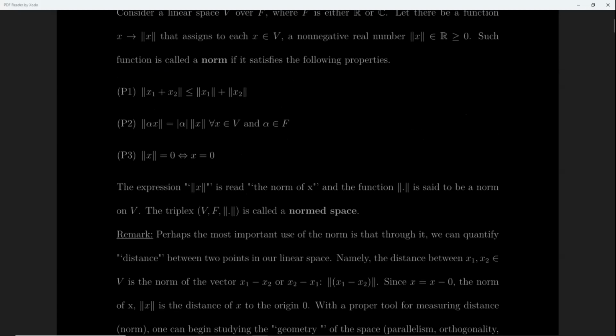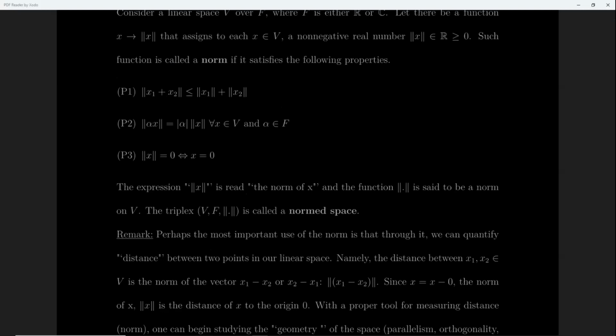All right. So the expression norm x is read as the norm of x, and this denotes our norm function. With the norm definition, our vector space with the corresponding field, this triplet, the vector space, the associated field, and the norm definition, actually constitutes a normed vector space. It's a norm space.